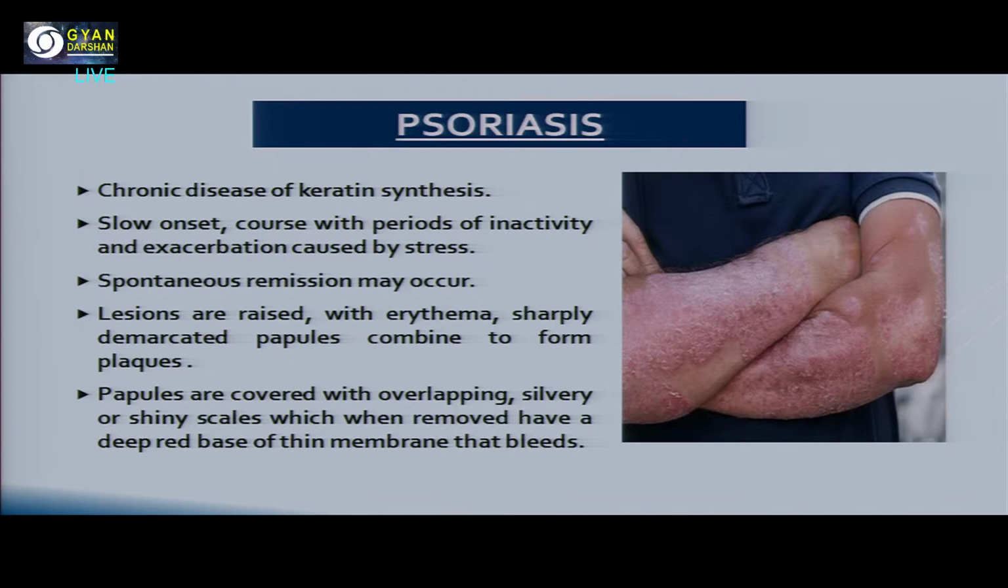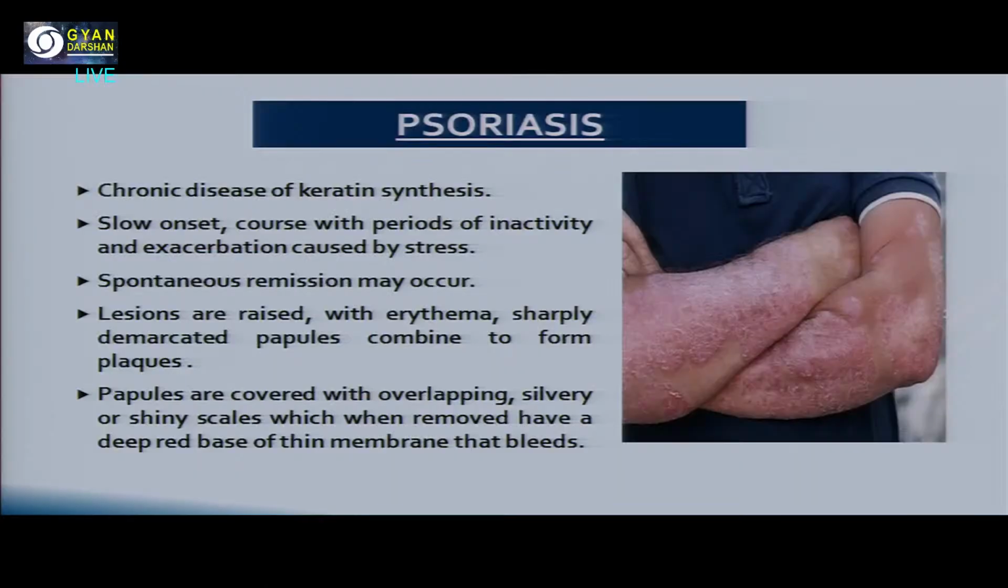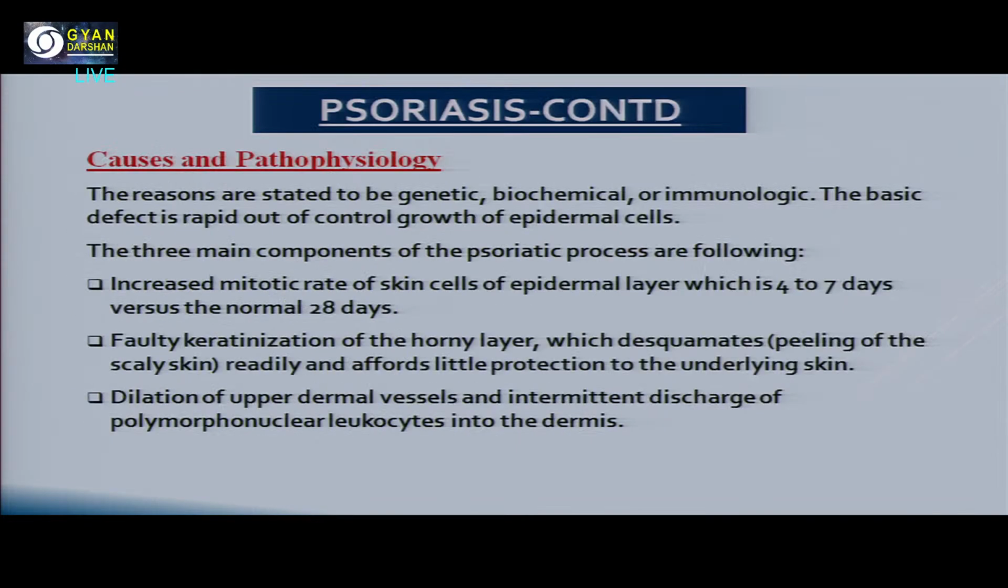Sharply demarcated papules are there, which usually combine to form plaques. Papules are covered with overlapping silvery or shining scale. You can see how much scaling there is on the skin of this person. This means that when the lower layer of the epidermis is getting formed, there is so much division, or mitosis, of these skin cells that the lower ones get formed more often compared to the upper ones, so scales get formed. Usually, bleeding can also be there when scales get removed.